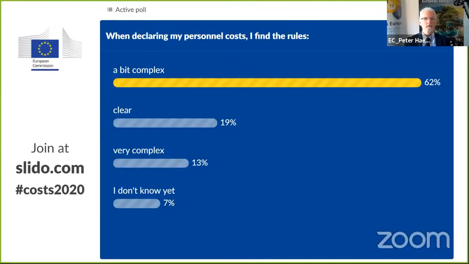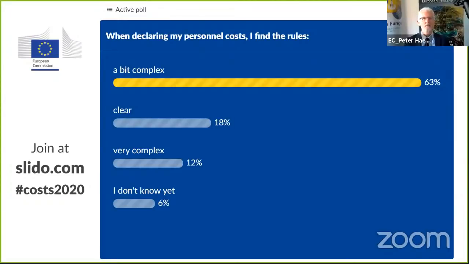Okay, thank you. I think the figures stabilize. We see that around a fifth of you even think that the rules are clear. And of course, the vast majority sees that they are a bit complex. And I think we would not deny this, but it's in the nature of things. Okay, thank you very much.